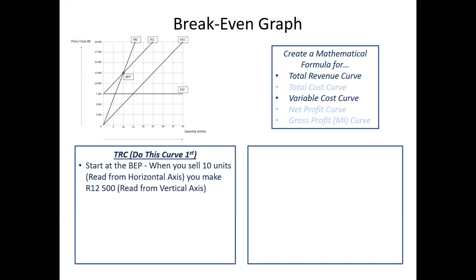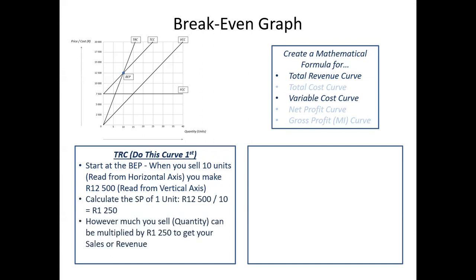And now we are able to calculate the sales price of 1 unit. It is simply the 12,500 divided by 10, and so we see that the sales price for 1 unit is 1,250 Rand, and however much you sell, the quantity can be multiplied by this sales price per unit to get your total sales or revenue.